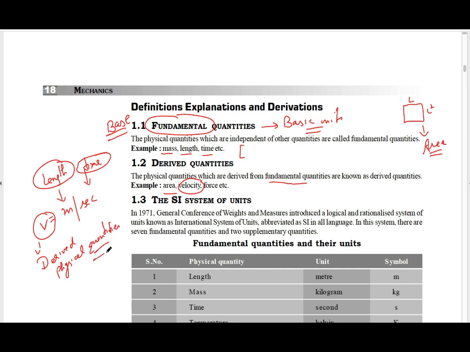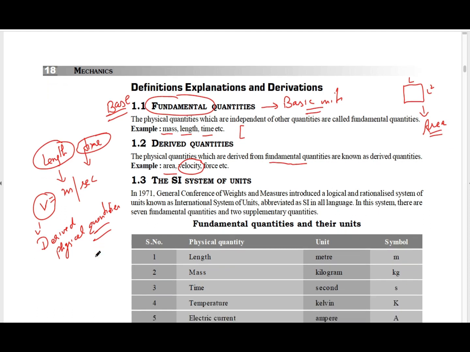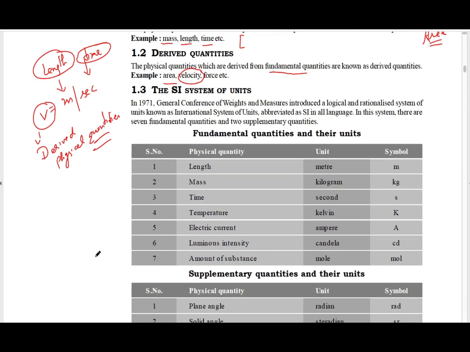So similarly, from these fundamental quantities we can derive various physical units, and to represent these units we will use the SI system of units. The SI system is the standard international system of units, which is used to represent the unit of any physical quantity. Like you can see in this table, there are 7 fundamental physical quantities and their units are also mentioned, like length, which is our basic physical quantity, and its unit is meter, represented with small m. Mass is again a fundamental quantity whose unit is kilogram, represented with small kg. Time, its SI unit is second, represented with small s.